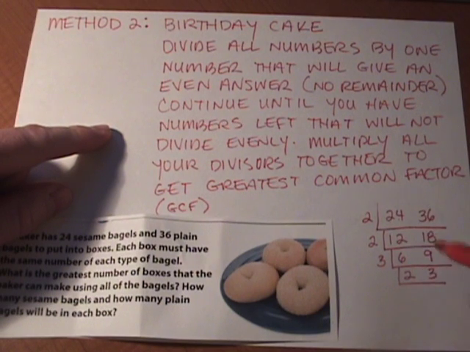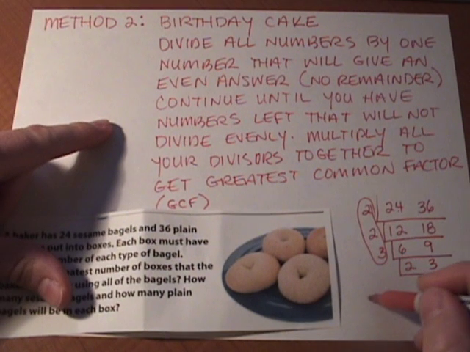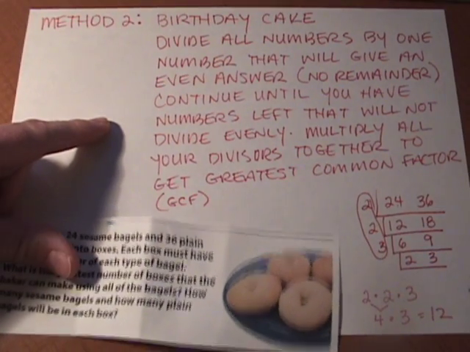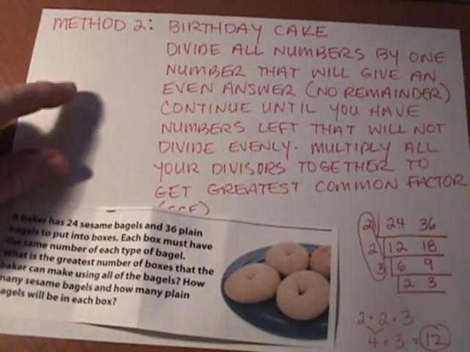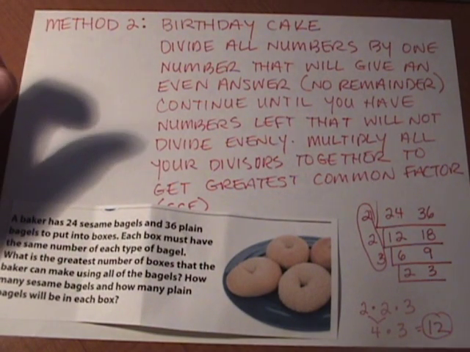So I'm done. So now I take all my divisors, and I multiply them together. 2 times 2 times 3. 2 times 2, we can go ahead and draw it like this and say that's 4 times 3 equals 12. Well, guess what? On our last problem, the greatest common factor was also 12. So nothing changes. We get the same answer.